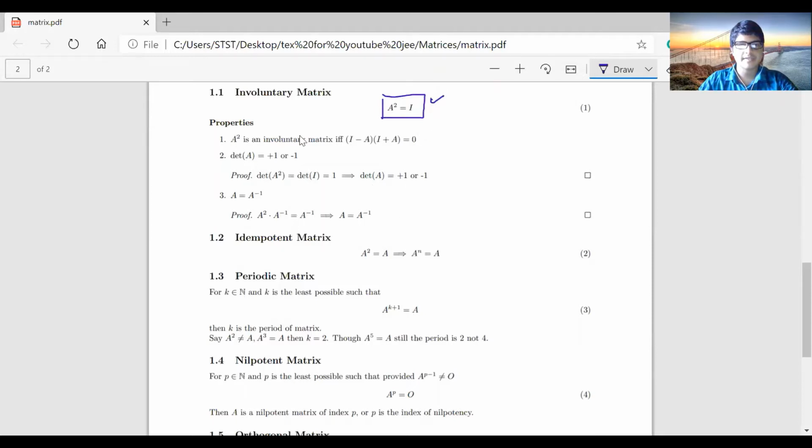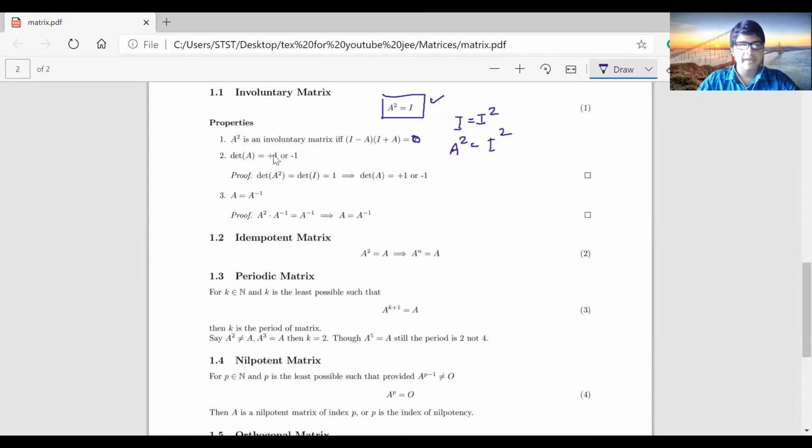The first is: A square is an involutory matrix if and only if (I minus A) into (I plus A) is equal to the null matrix. This is a null matrix, not zero exactly, a null matrix. Now, A square is involutory. We have to assume this true. So, A square equal to I. Now, we further know that I equal to I square. So, we obtain A square is equal to I square. And hence, we can easily obtain this property.